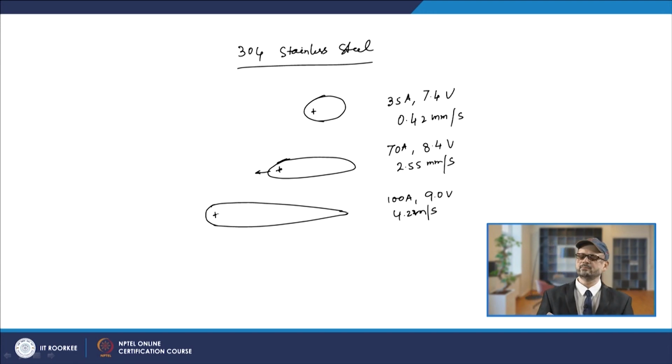Visibly it can be seen that as you increase the heat input, and also the velocity, your pool shape changes from the elliptic to the teardrop type of shape. You are doing the welding in this direction.